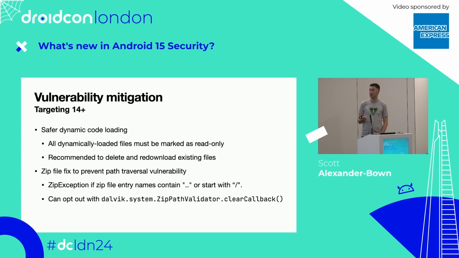Similarly, if you're using zip files, there is a change to try and prevent path traversal vulnerabilities. If you have names with a dot or that start with a slash, they'll cause a zip exception. That may be valid for your use case, so you can opt out of that. But that's something to bear in mind if you're using zip files. When you start targeting Android 14, you might find you're getting exceptions.